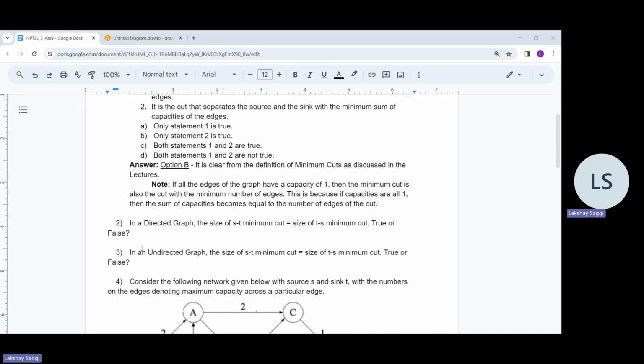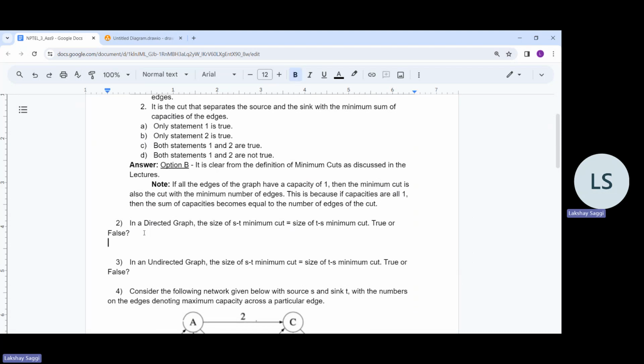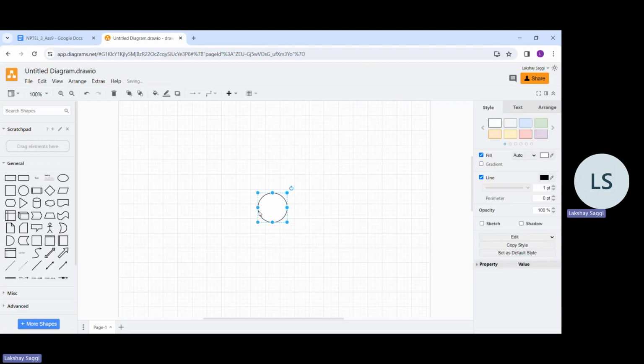You can think about it yourself, but the answer is false, this statement is false. I'll give you an example of why that is the case. Maybe you can construct the example yourself also, but I'll tell you. It's very easy to see.